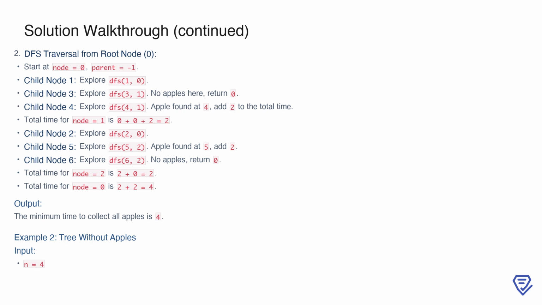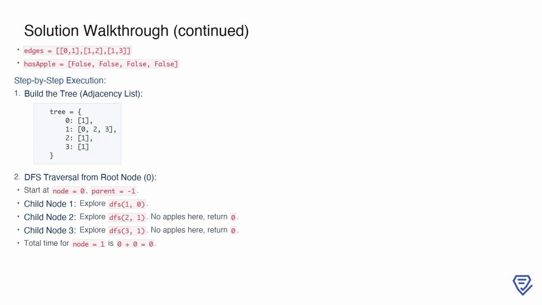Next, we explore node 2 from the root. Among its children, node 5 has an apple, contributing 2 to the time, while node 6 does not, so it adds nothing. The total time for node 2 is also 2. Finally, summing up the contributions from nodes 1 and 2, the total time for the root node is 4. This is the minimum time required to collect all apples in this tree.